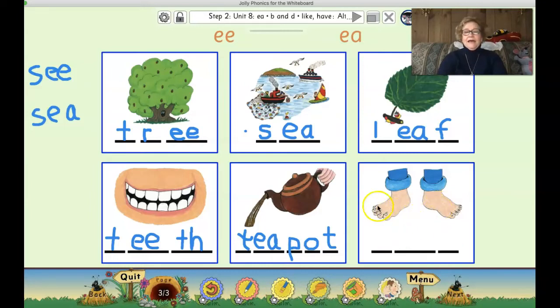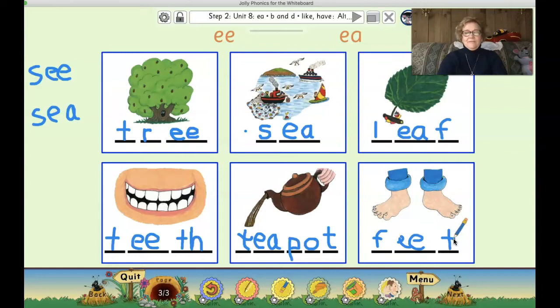Oh, I see 2 bare feet. Feet. Let's write feet. Ready? F, E, T.